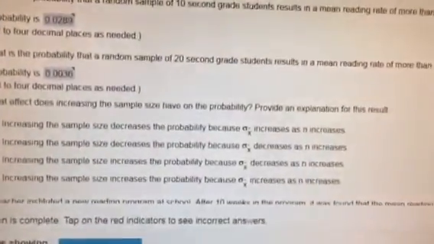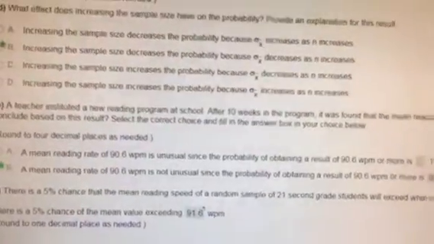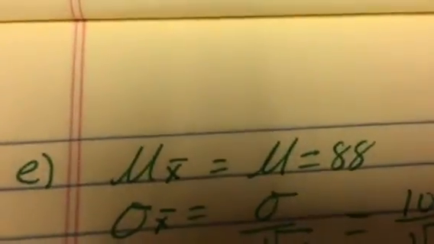Now, part E. This is a long problem. Part E, let me change my page here. Hold on just a second. Let me turn this over. Part E. Remember, the mean of the population never changes. So the mean has not changed. This is going to be part E.